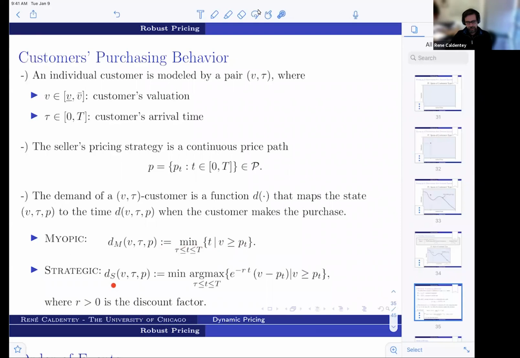And a strategic customer is a customer that actually is trying to optimize. The customer is saying, look, if I wait, I'm going to be able to get that product at a price, say P of t. This is how much I will get in terms of utility. I have to discount it because I need to wait maybe more. So the customers also penalize delays. So they want to get the product as early as possible. But the customer will look at all the future prices and then will pick the time, I should say, that maximizes their discounted utility. So that's strategic customers, a customer that is able to wait until the best time to buy. Okay.